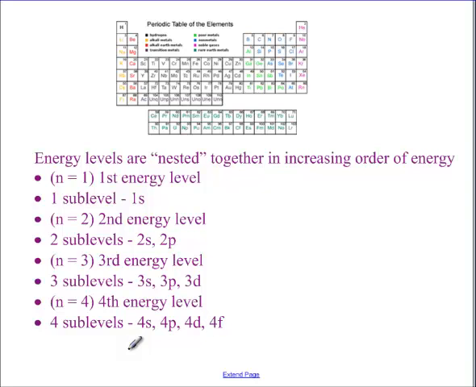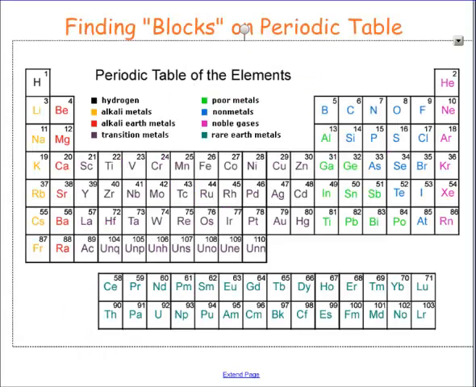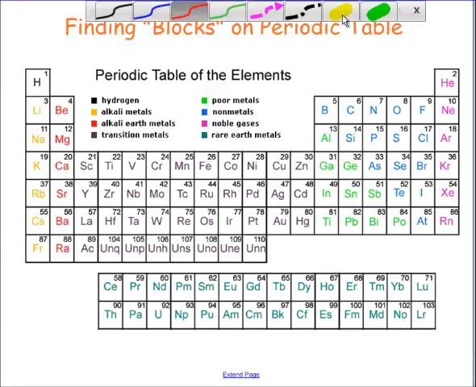Again, we're going to keep referring back to your periodic table, so please have that out as we proceed through here. So where are these S, P, D, and F locations on the periodic table? Sometimes we refer to them as being blocks. And if you have a highlighter or maybe a colored pencil, you might want to write this in on your periodic table. Let's start with the simplest one, and that would be the S block.